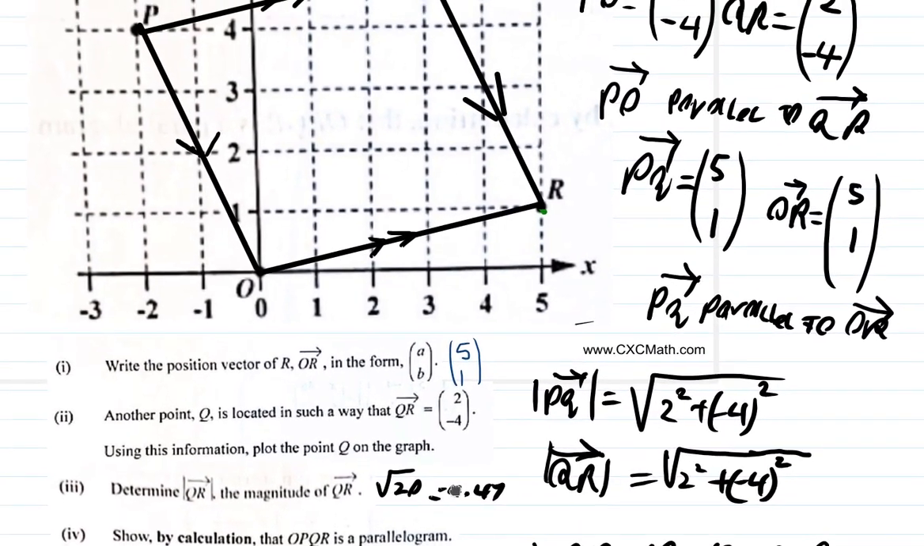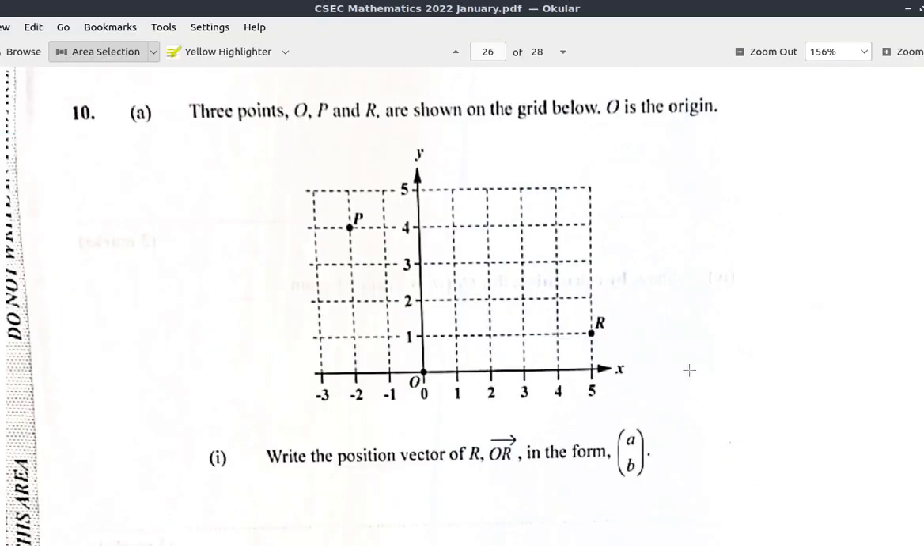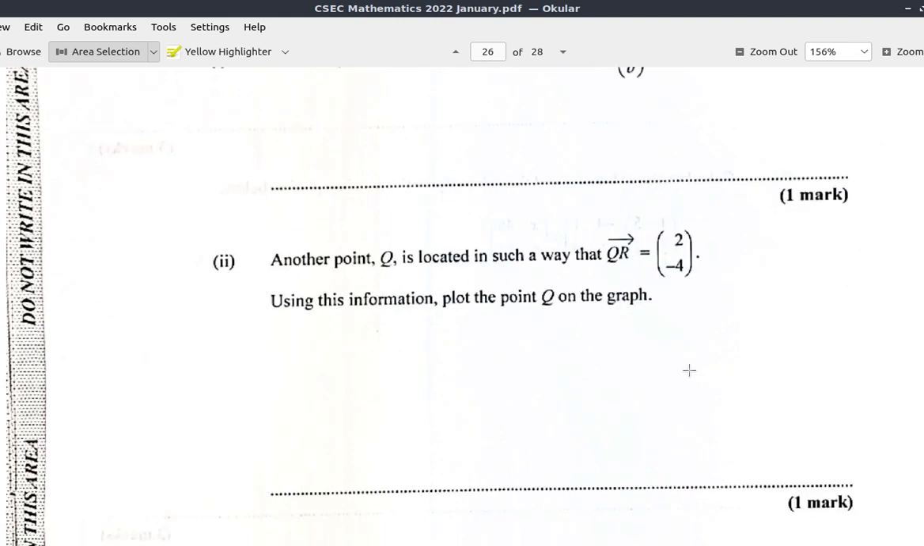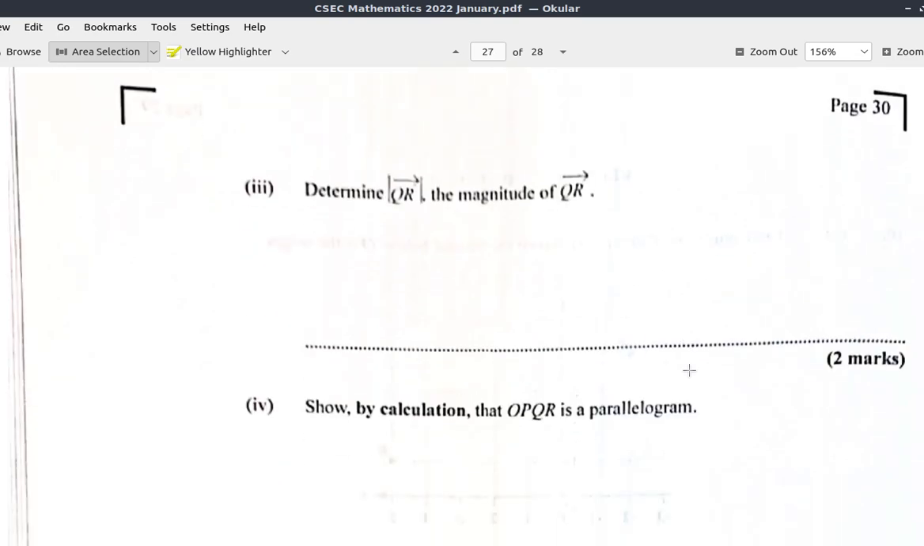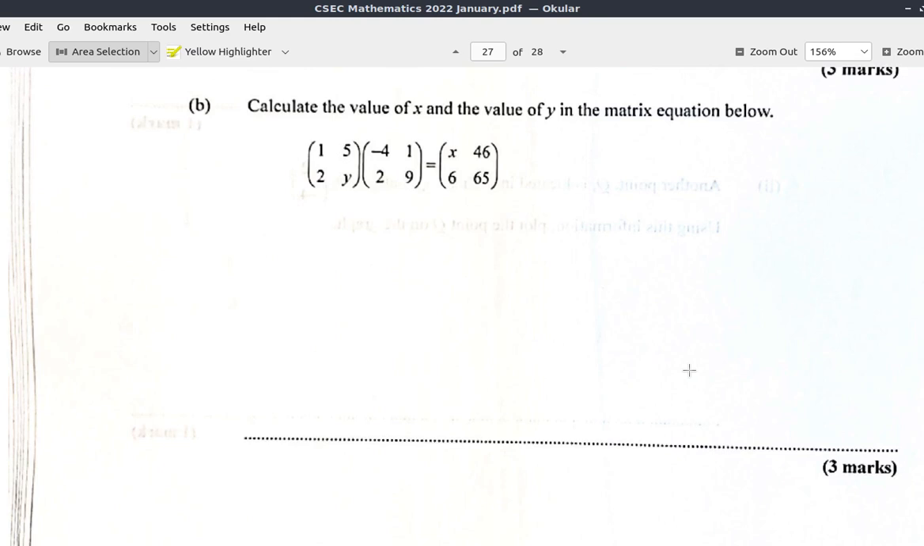All right, let's look back at the paper. Where did we reach? That is a parallelogram. Okay, and then we have part B of the question. Let's leave part B for another video.